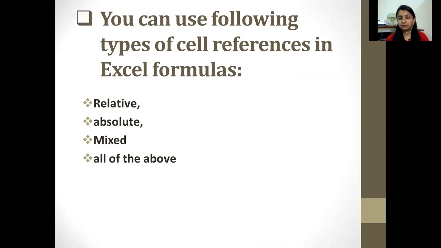So here is a question in front of you. You have to read this question and answer it. I'm giving you a few seconds to think about it. The question is, you can use the following types of cell references in Excel formulas. What do you think the answer would be? Relative, absolute, mixed, or all of the above? Yes, students?